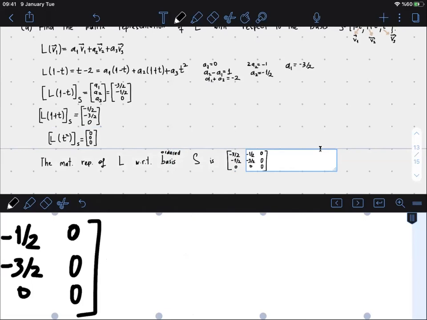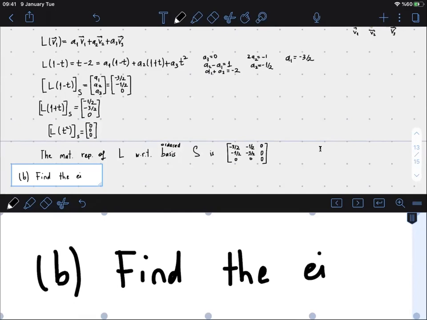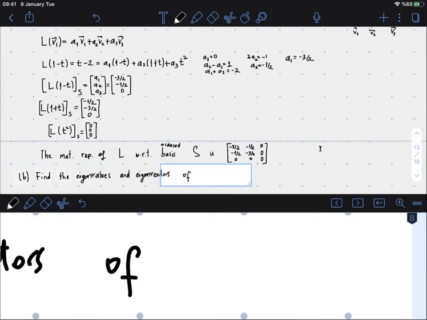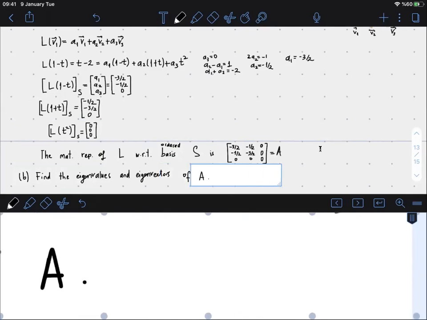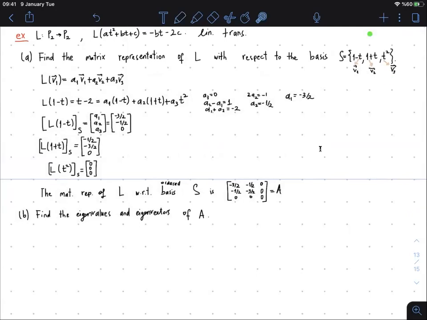Then the second part is to find the eigenvalues and eigenvectors of this matrix, let's call it matrix A. I don't think we have time to do this, but I will say something important here. Suppose we have chosen another basis of P2, not this one. In this case, we end up with another matrix. But if we compute the eigenvalues and eigenvectors of that other matrix, they will be the same as the eigenvalues and eigenvectors of this matrix.